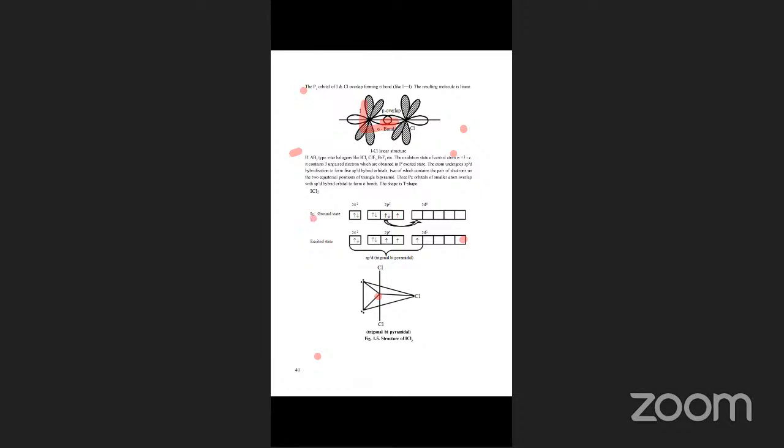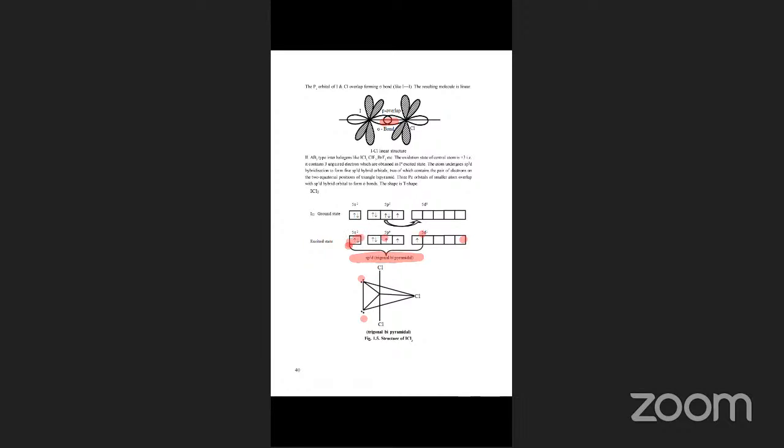Iodine ground state is 5s2, 5p5, 5d0. But in ICl3, with 3 negatives, iodine is +3. So one electron shifts into 5d1, and that is why 3 single unpaired electrons are there. These 3 unpaired electrons are involved in the sp3d hybridization with trigonal bipyramidal shape.